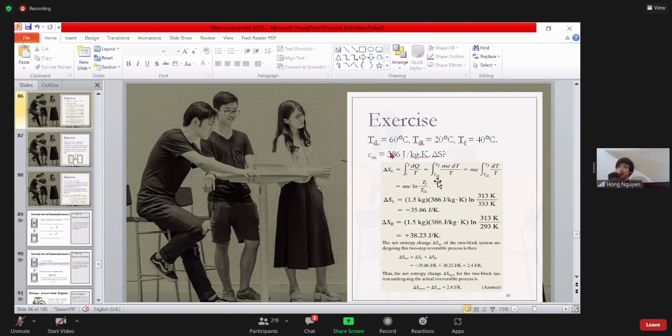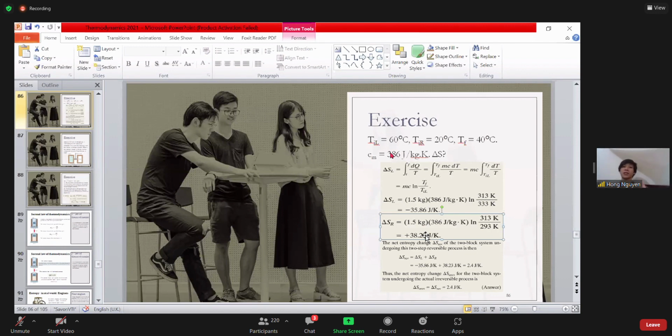Then what do we have? We calculate the change in entropy of the colder one, the cold copper. You will have this value. You repeat the same thing here for the hotter one. I think the hotter is here. Anyway, one of them. So you repeat the same formula for the hotter one. Good. Then you will have the change in entropy for the hotter one.